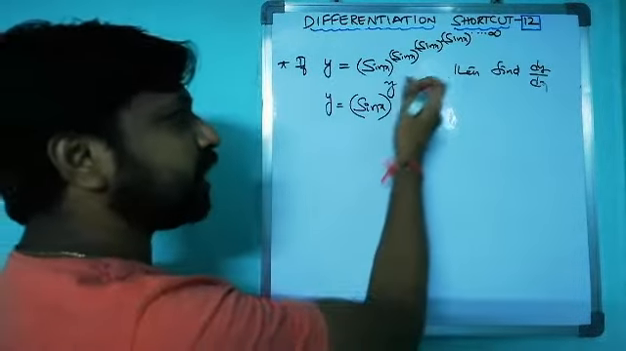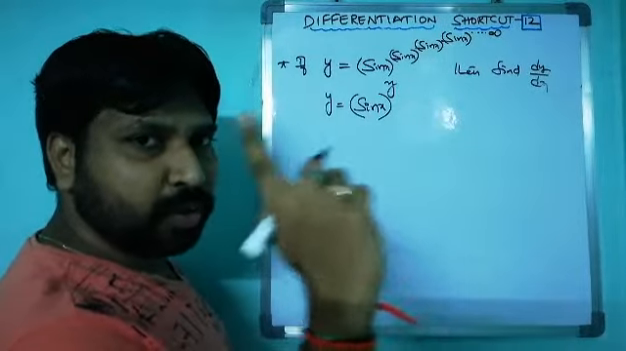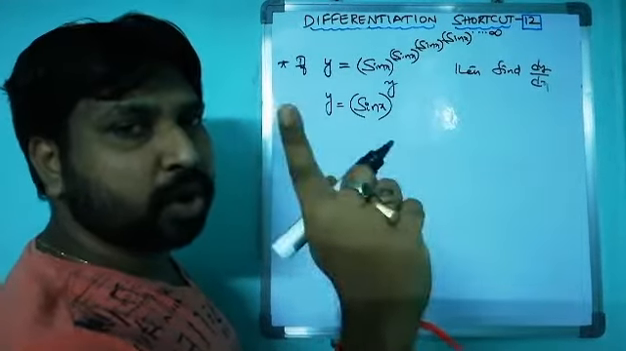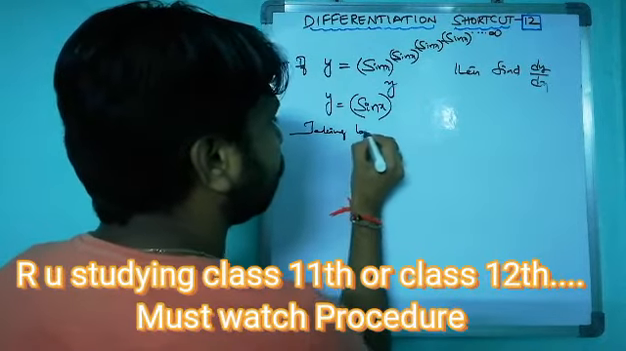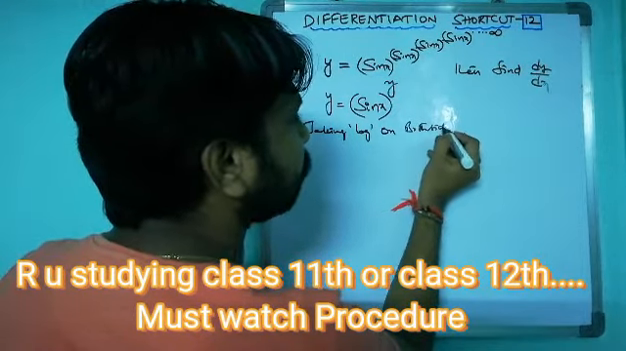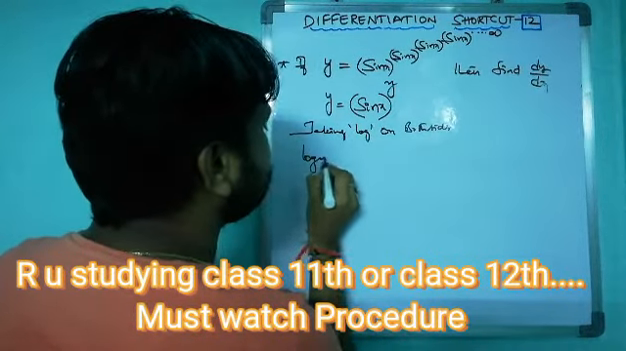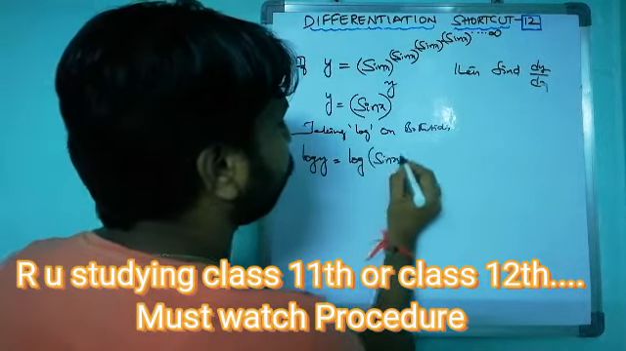Now, very simple, friends: function, power, function. Whenever there is a function, and the power is also a function, there is only one procedure, that is taking logarithms on both sides. Taking log on both sides, you get log y is equal to log of sin x whole to the power of y.